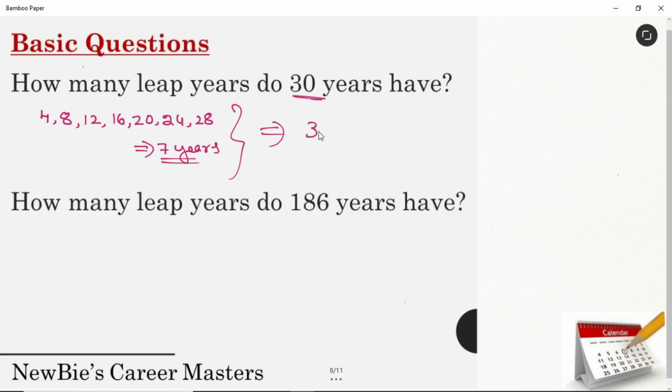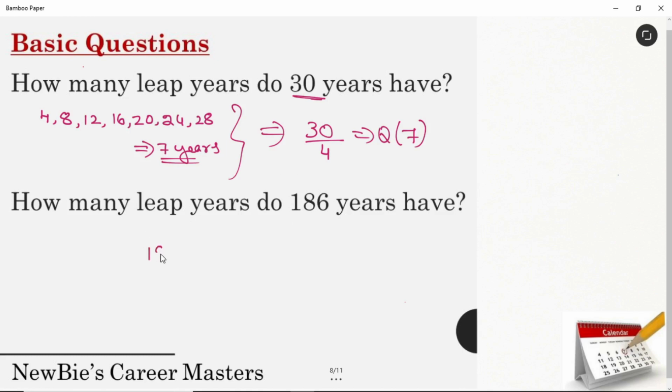The easy way is to take these 30 years, divide it by 4 and consider only the quotient. Quotient is 7. You will get a remainder of 2, but leave the remainder. Just consider the quotient. Quotient is 7, so the answer is 7 years. Simple. We'll go for the next question. I hope now you're getting the idea why we learned this: dividing the value by 4. This is the shortcut.